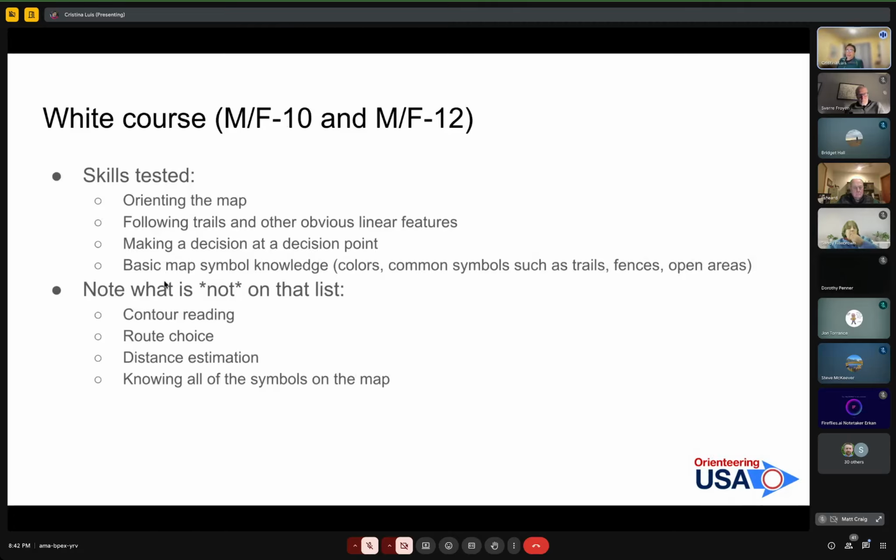So note the things that are not on that list. Definitely not contour reading, all right? Hopefully you get a chance to explain that the brown lines are about elevation, but they shouldn't have to interpret them. They don't need to make route choice decisions. They definitely don't need to do any distance estimation, and they definitely don't need to know all the symbols.